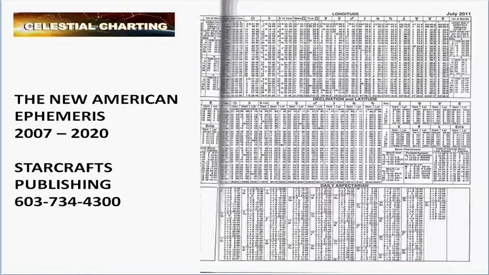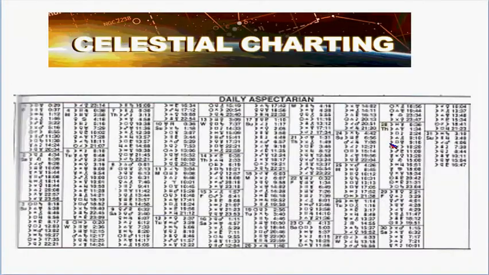The way that it's laid out is you've got the symbol of the planet, if you will, on the left-hand side, the actual aspect that is occurring, and then the aspect with regard to which planet.